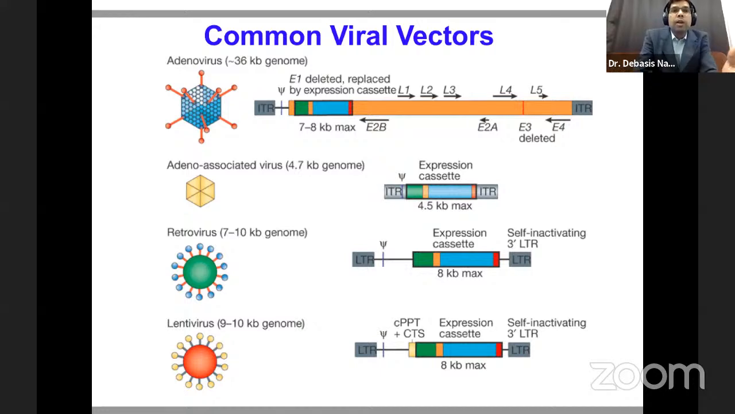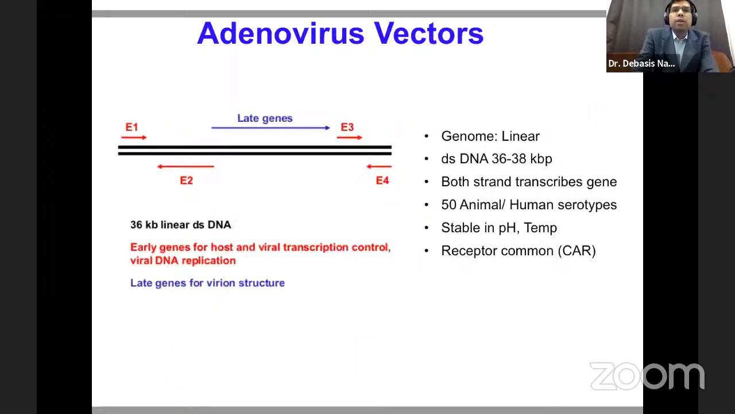Similarly, there are other viruses, lentiviruses, adeno-associated viruses. Because of time constraints, I'm not going to talk about them, but I'm going to focus on adenoviruses. Adenovirus is a very big DNA virus. When we talk about big, in the sense that the genome size is more than 10 to 12 kilobases. Our genome is 3 billion base pairs, and we are talking about 10,000 base pairs, so you can imagine how small the virus is compared to our genome. Here the virus size is 36,000 base pairs. So it's a DNA virus.